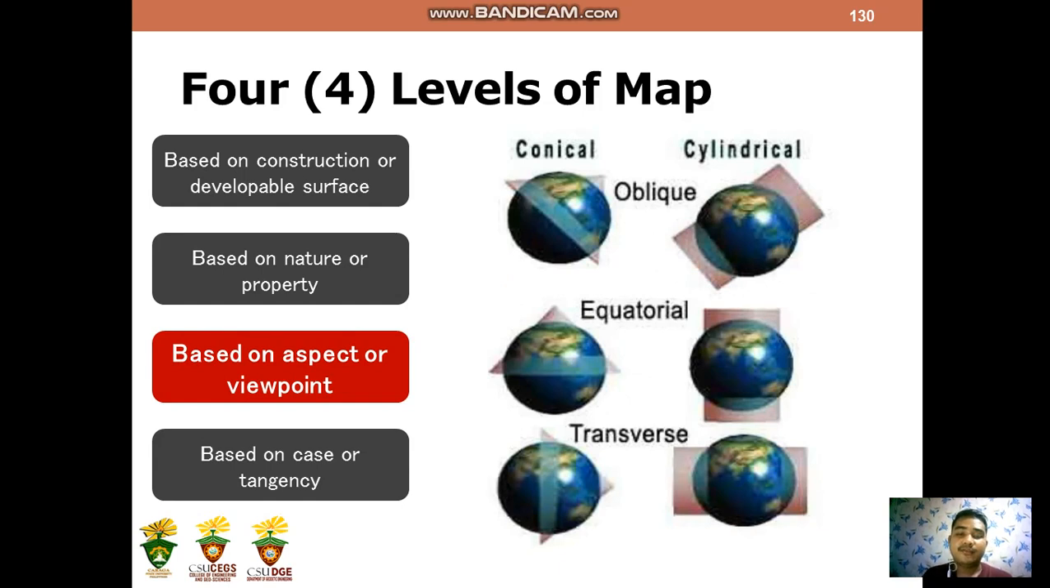For example, a conical projection that is oblique can be at any angle. Wherever you place it, as long as it is tilted, it is oblique. Equatorial, or what we called normal, touches the surface at the equator or the parallels. Transverse is at 90 degrees to the Earth's axis, so its axis of symmetry is there, the same as in the cylindrical.